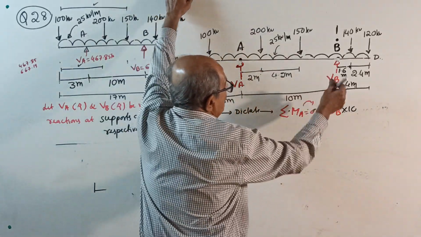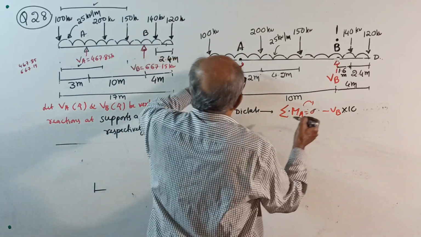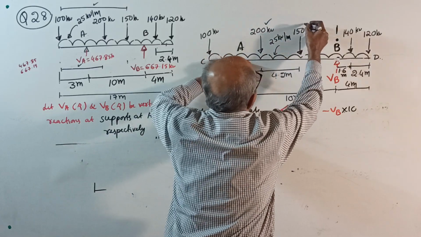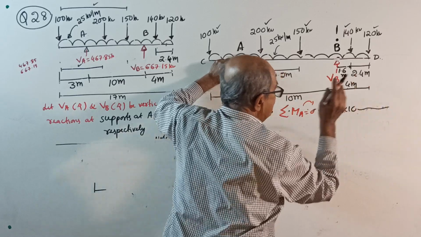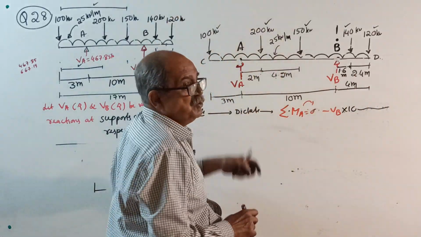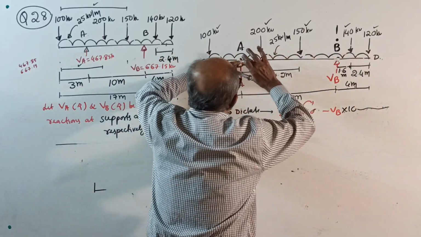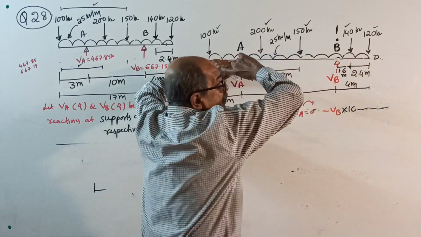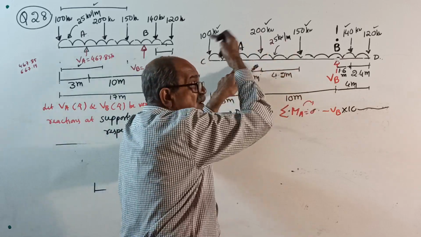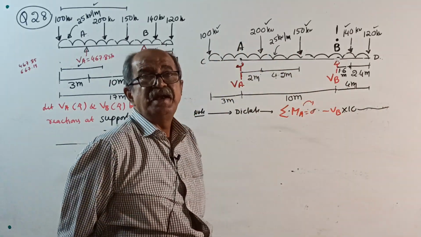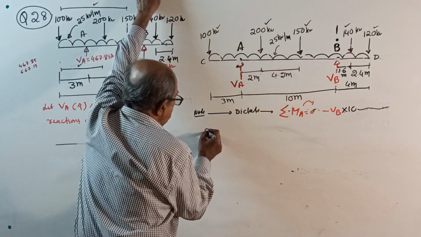Then point loads, all you write. Okay, see. Minus VB into 10. 200, 150, 140, 120, 100. All you write. When you come to UDL, what we have done is right side UDL from A up to D will produce clockwise moment, whereas UDL from A to C will produce anticlockwise moment. So we separated, best for you. Or instead of separation, you can do directly also.